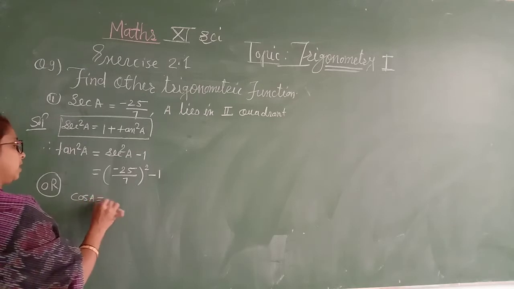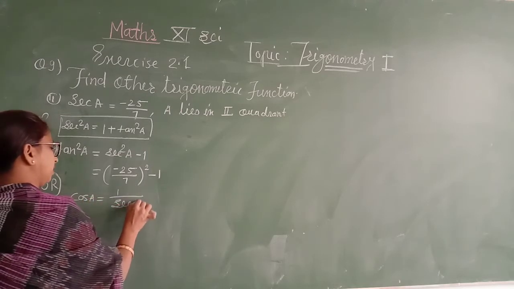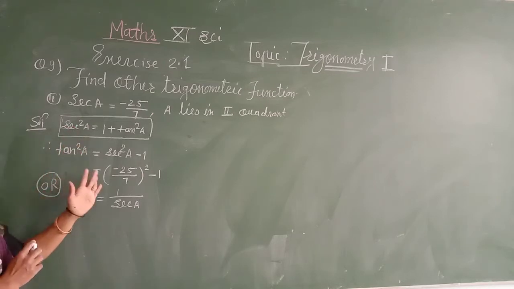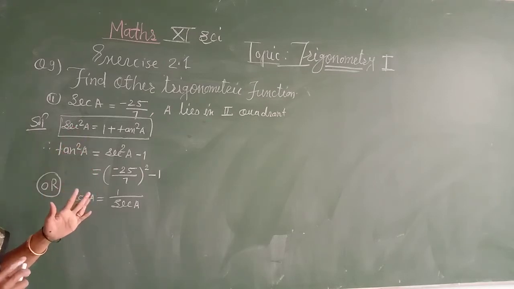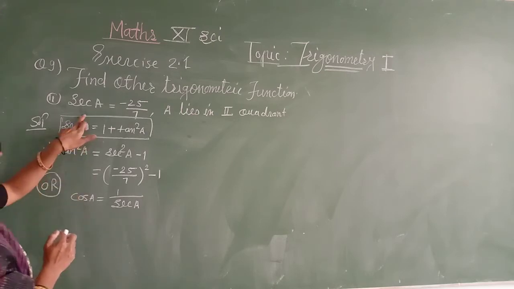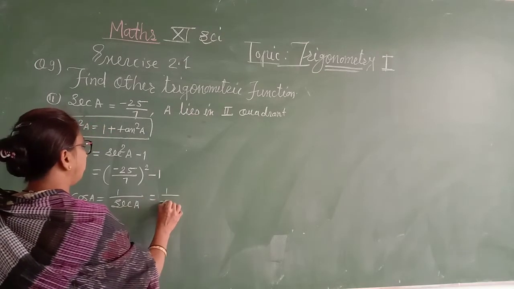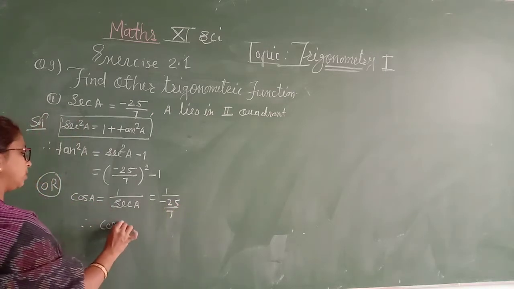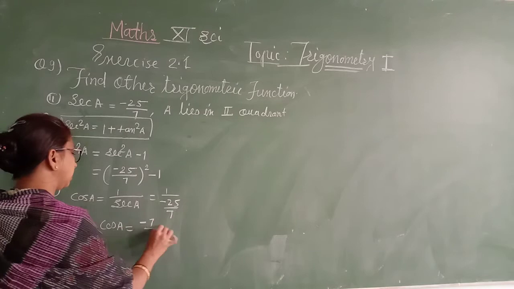Cos A is the reciprocal of sec A. Reciprocal formula directly. See, there are 2-3 methods to solve the example. We have to choose the easy one. So cos is the reciprocal of sec, means 1 upon minus 25 by 7. Therefore, we get cos A is equal to minus 7 by 25.